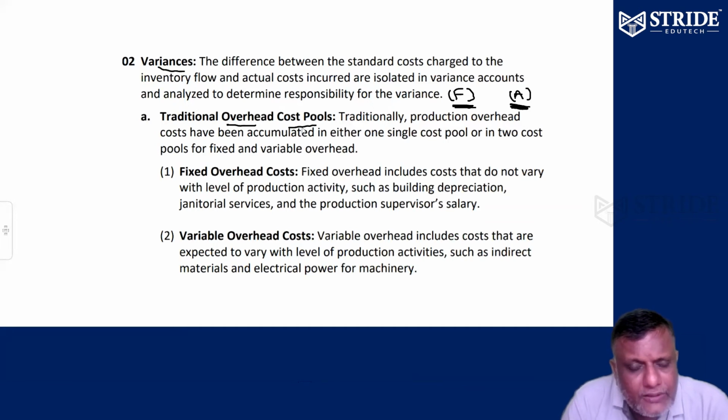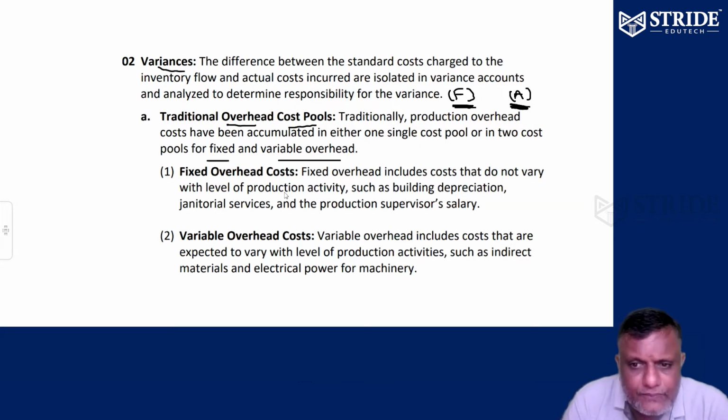So what kind of overheads are there? Selling related overheads, pulled into selling. Fixed related, pulled into fixed. Variable related, pulled into variable. Distribution related, pulled into distribution. Office related, factory related.